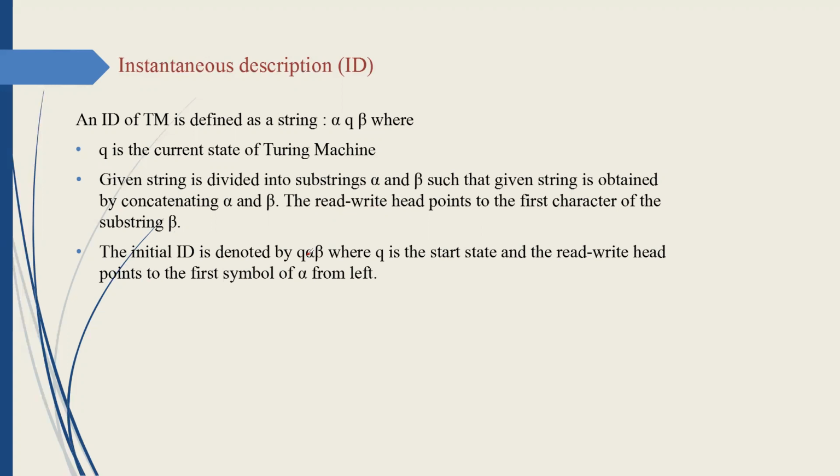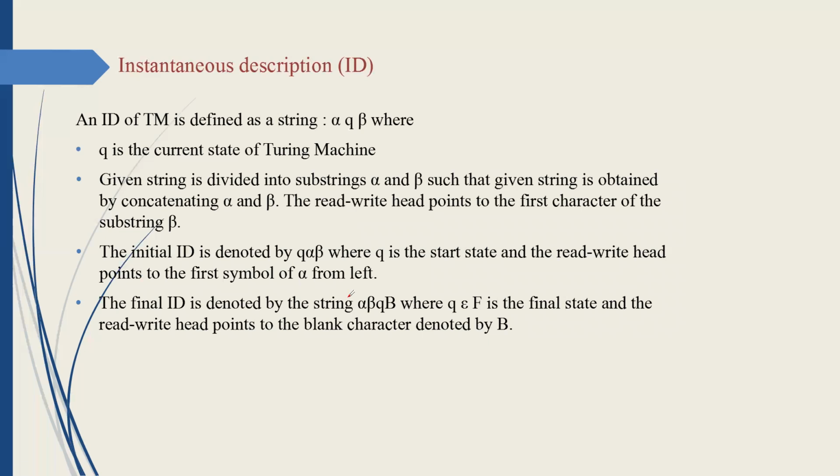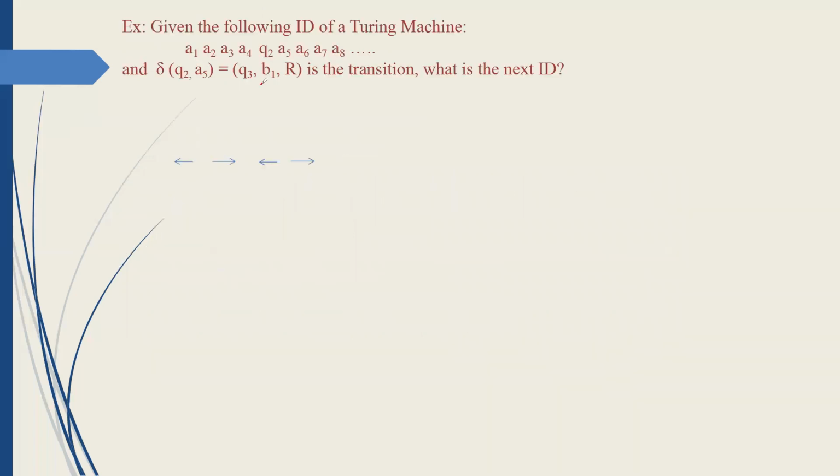Now, the initial ID is denoted by Q alpha beta, where Q is the start state and the read-write head points to the first symbol of alpha from the left. The final ID is denoted by the string alpha beta Q B, where Q belongs to F, a final state, and the read-write head points to the blank character denoted by B.